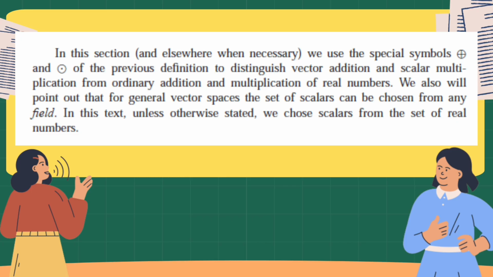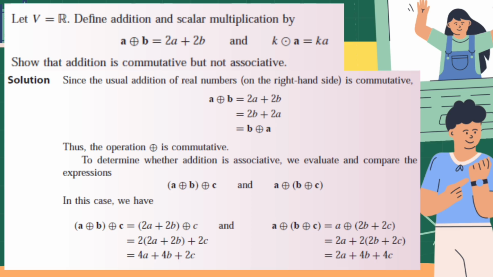So in this text, unless otherwise stated, we choose scalars from the set of real numbers. For example, addition could be defined in a strange way, and scalar multiplication might not look like what we expect. But as long as the axioms hold, we still have a vector space. Okay, so here's an example.